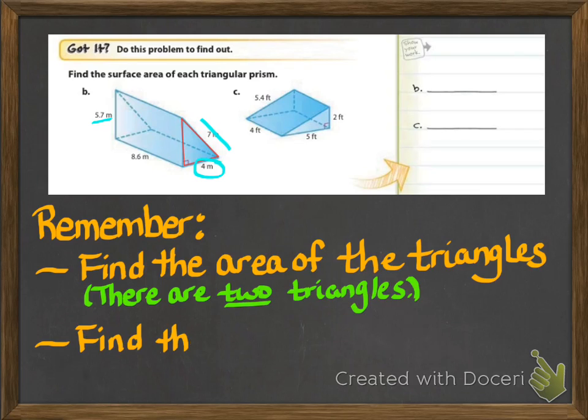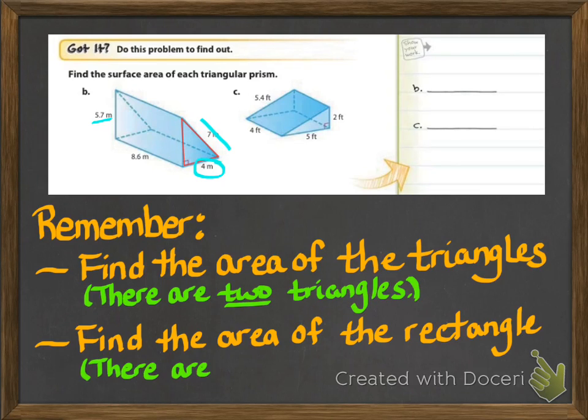The other thing I want you to remember is you need to also find the area of the rectangles. There are 3 of those guys. So be sure that you're looking at each individual picture and using the correct dimensions for the rectangle. On the rectangle, you're going to be using those other numbers that we haven't used yet. Also, each of those rectangles are different sizes, so you're going to have to do it 3 times.